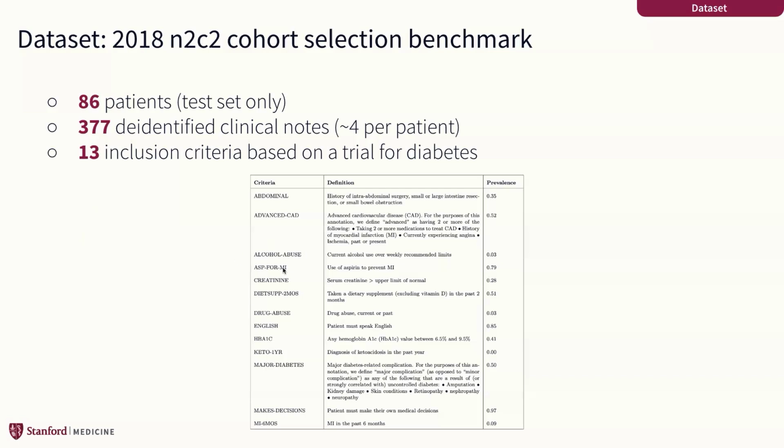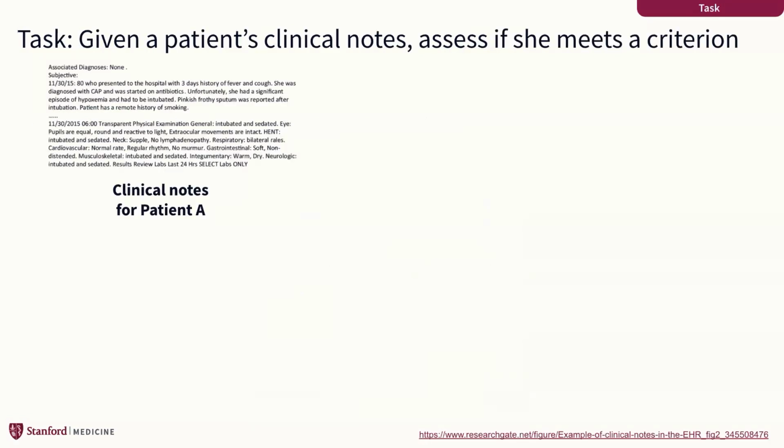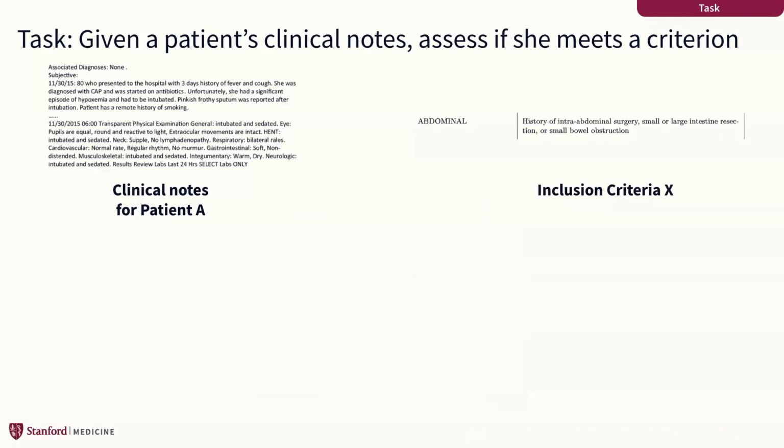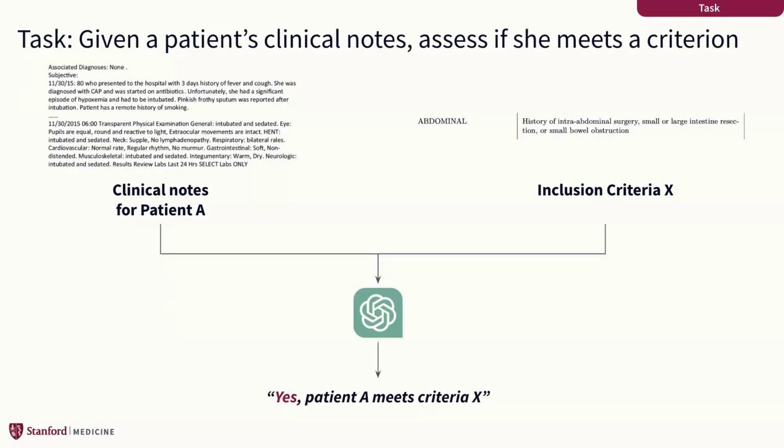And so these are the inclusion criteria here. I'll share the slides later in case you want to read through them, but basically, there's 13 criteria that cover a variety of conditions. And so the general task that we care about is very straightforward. I give you clinical notes for a patient on the left-hand side. I give you an inclusion criteria from my set of 13. And then you literally just do a binary classification task of, yes, this patient meets this criteria, or no, this patient doesn't, right? And then you can aggregate that over the different criteria to understand if they qualify for the trial or not, et cetera. But basically, this is the task we're doing.